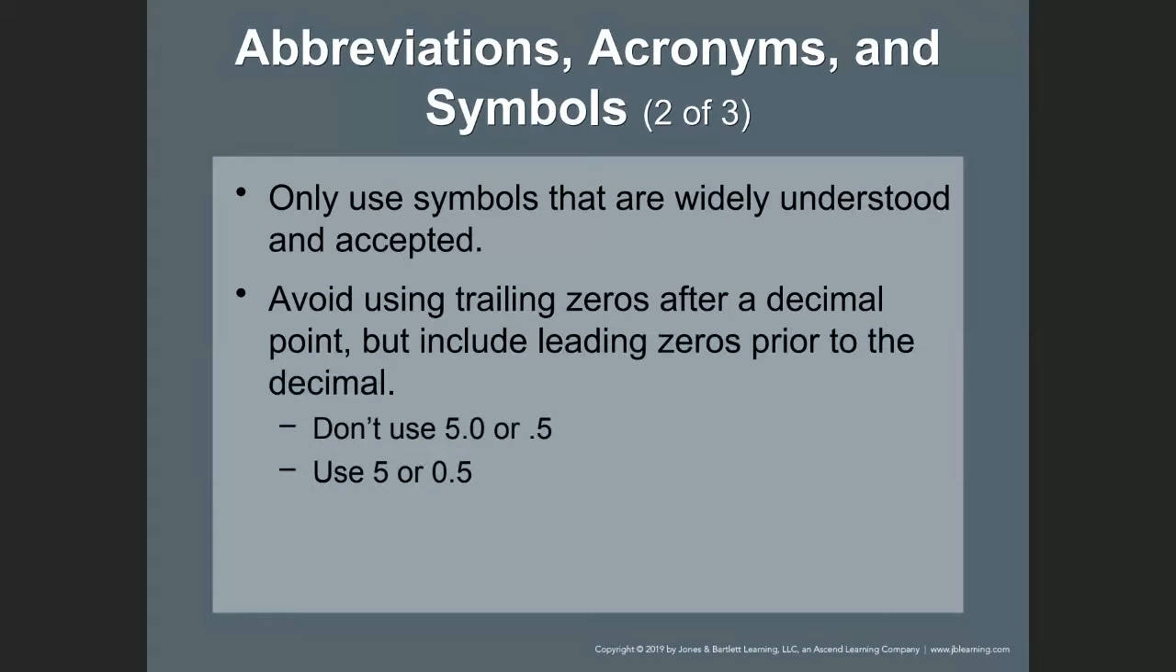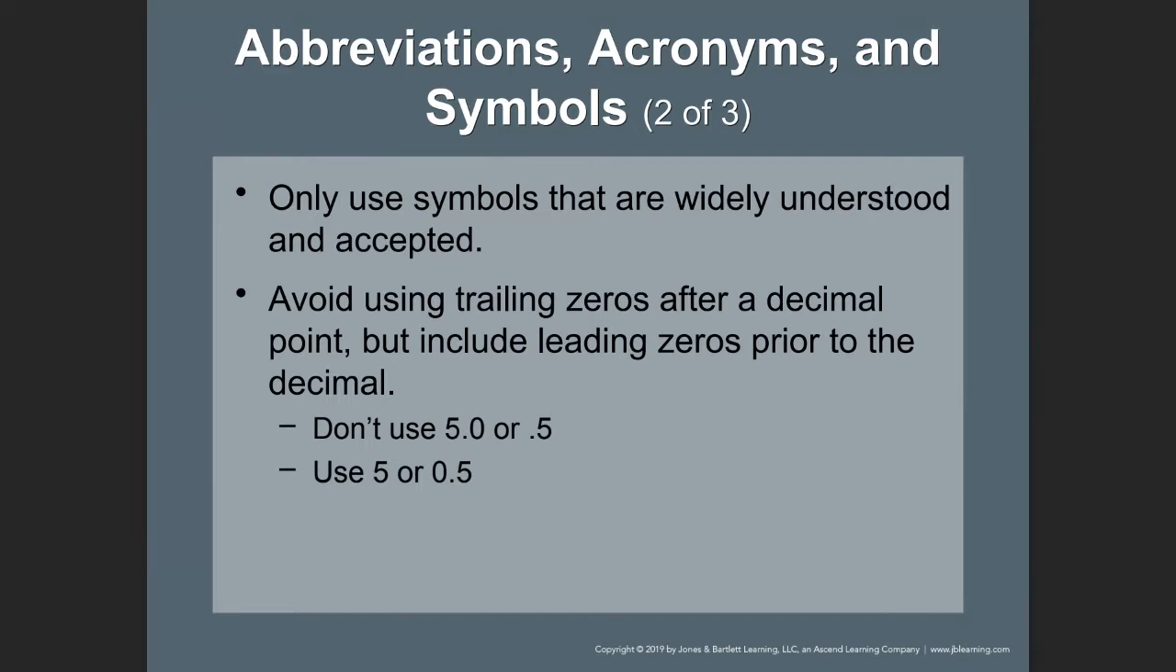Only use symbols that are widely understood and accepted. Avoid using trailing zeros after a decimal point, but include leading zeros prior to the decimal. So don't use 5.0 or .5. That can be misinterpreted, especially when we start to look at administering medication.